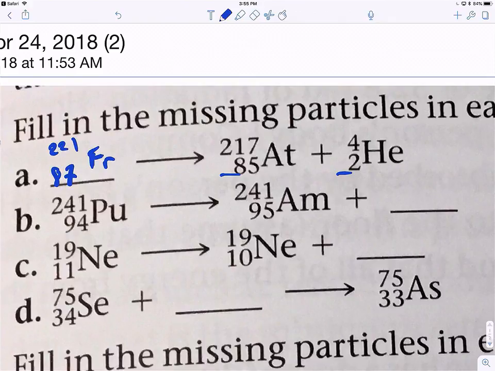Plutonium turns into americium plus what? What's the top number? 0. What's the bottom number? -1. That's beta decay. Does this make sense? Does anybody have any questions with this so far?